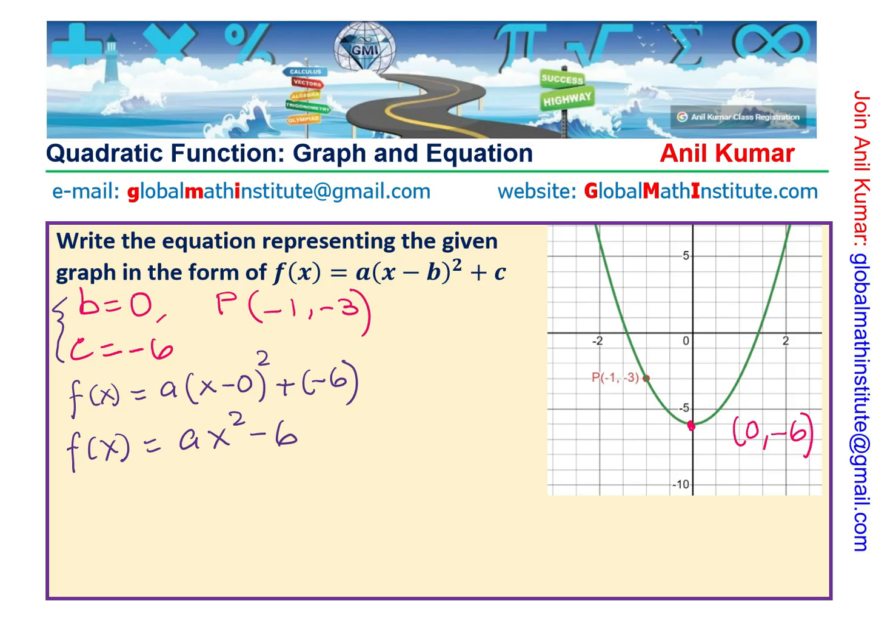Now, substitute the point which is given to you as (-1, -3), with -3 being the y value and -1 being the x value.